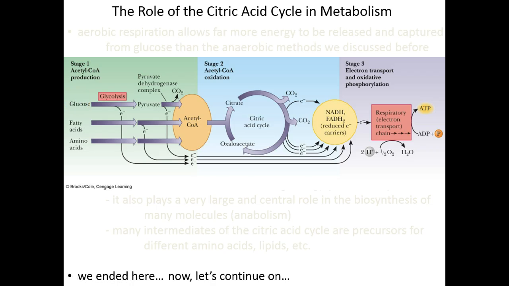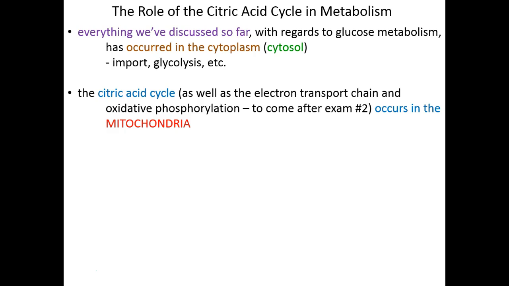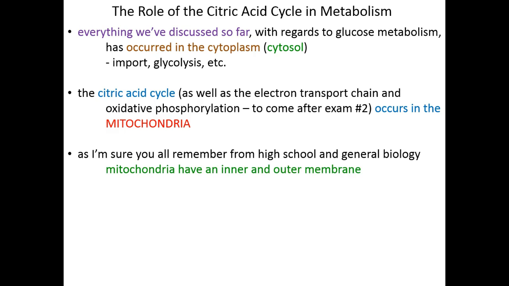So let's continue on from pyruvate. Everything we've discussed so far with regards to glucose metabolism has been cytosolic. It's occurred in the cytoplasm. That includes importing glucose from the bloodstream. Glycolysis itself is all cytoplasmic. The citric acid cycle, and pretty much everything else we will discuss from that point moving forward, however, is mitochondrial. So we'll talk about the mitochondria just a little bit to get our bearings there.